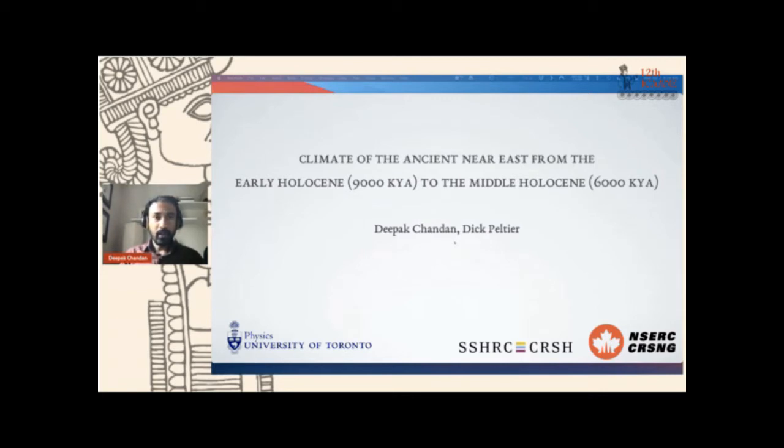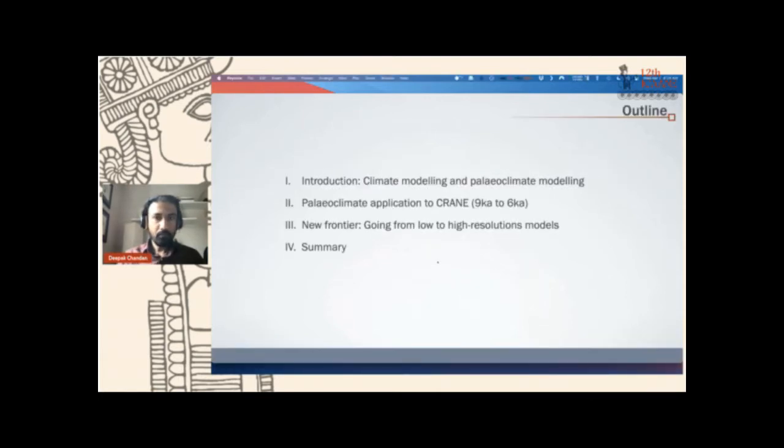The title of my talk is Climate of the Ancient Near East from the Early Holocene, which I'm going to use 9K as an example for, to the mid-Holocene, which I'm going to use 6K. So the outline of my talk is as follows. I'm going to begin with a brief introduction to climate modeling and then paleoclimate modeling. And then I'm going to pivot to the paleoclimate applications to the ICAANE project, and specifically to the 9Ka early Holocene simulations and 6Ka mid-Holocene simulations.